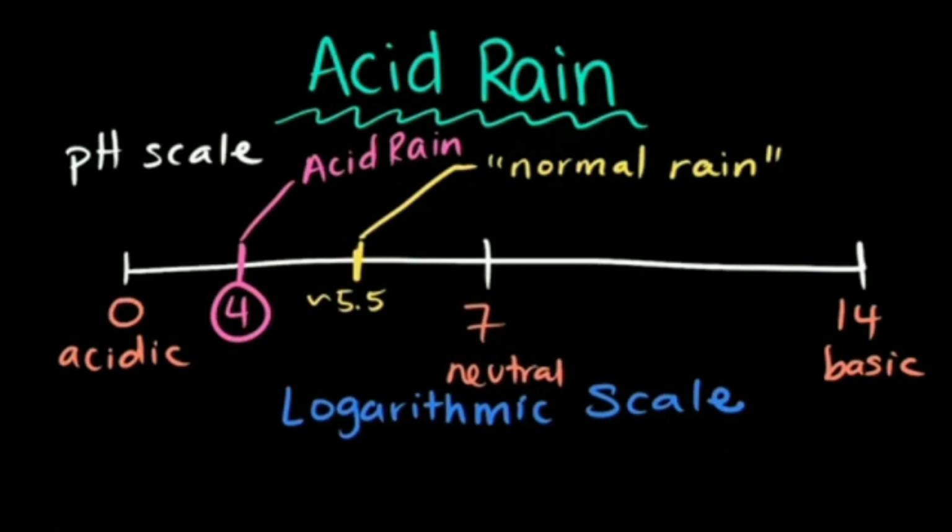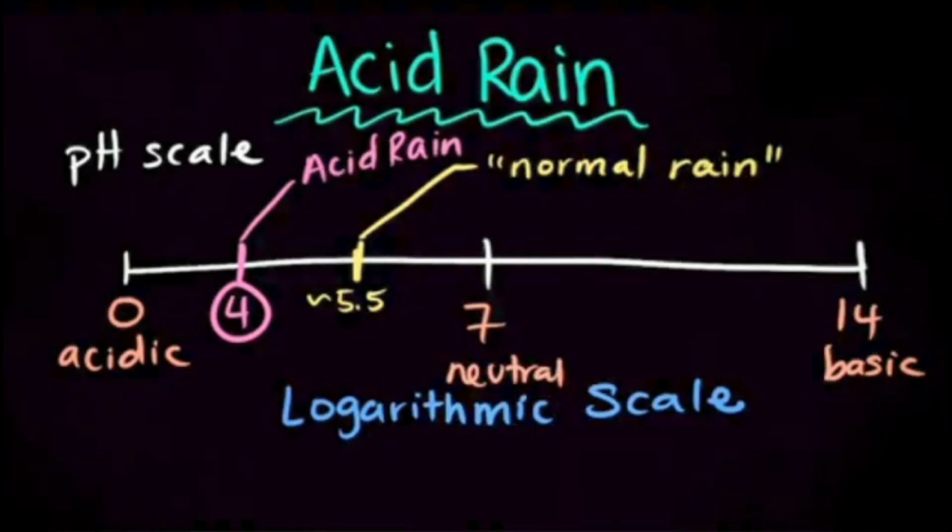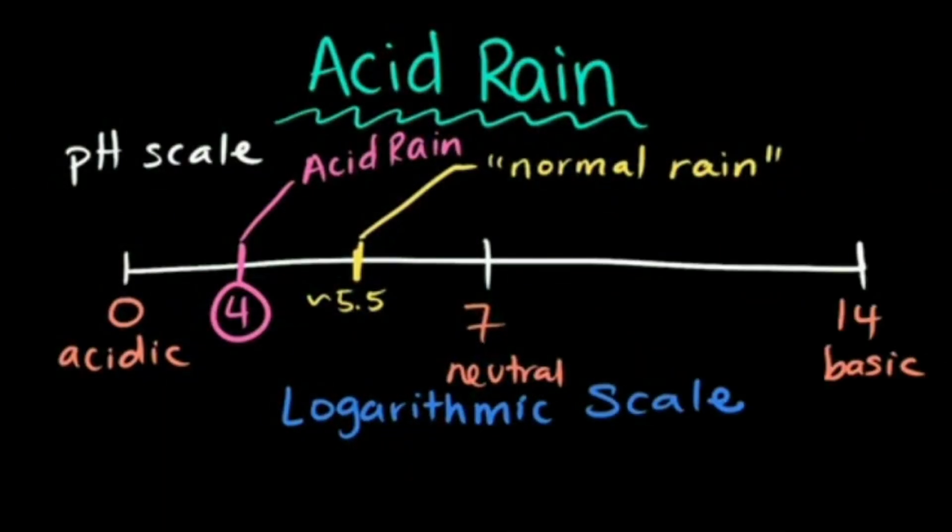So now the questions are, how does acid rain form? Why does it matter? And what effects can acid rain have on our communities? So the short answer to how it forms is pollution. So let me try to bring that to life for you with my imaginary hand-drawn city.